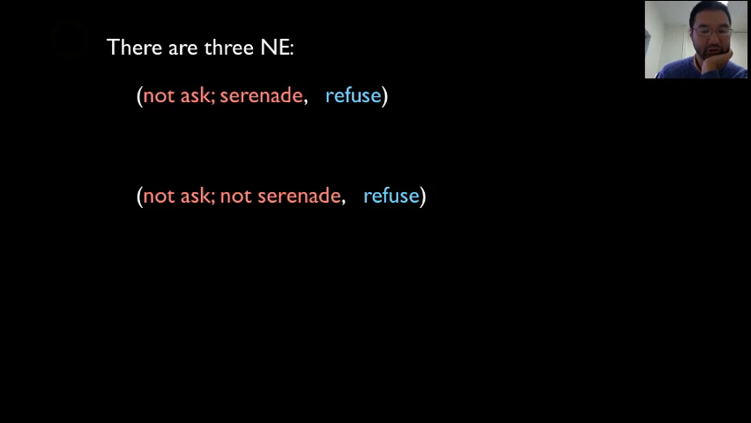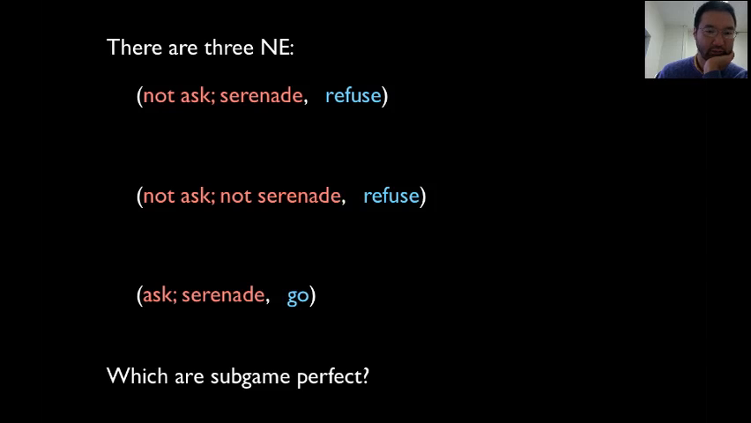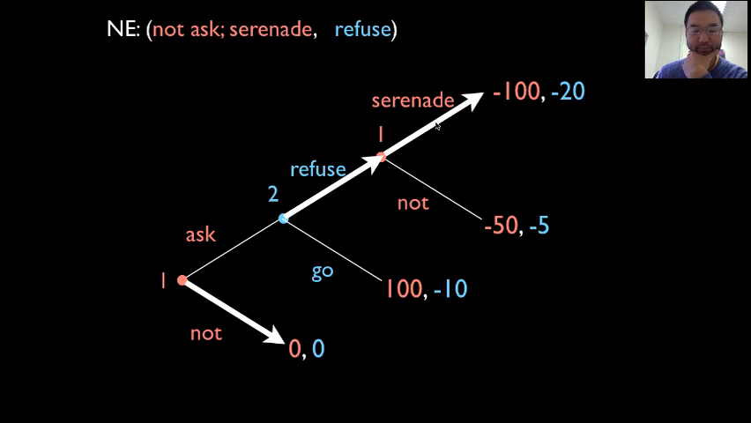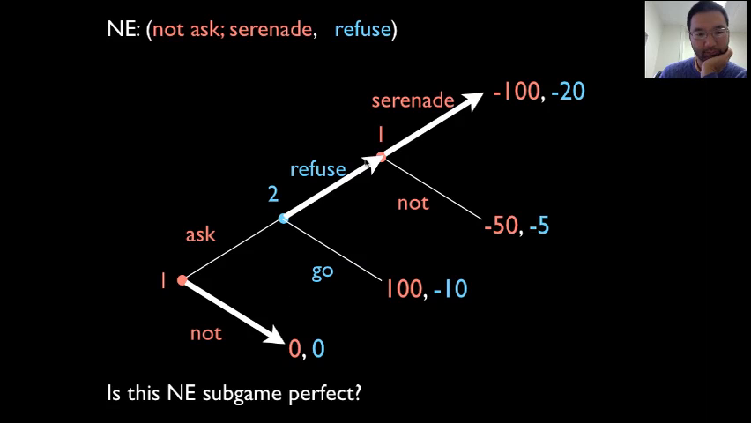Which are subgame perfect? Let's take this one, not ask, serenade, refuse. The way you check whether it's subgame perfect using the definition is you write down the arrows. So person 1's strategy is 1 is not asking, and then 1 serenades. We write down those arrows. 2 refuses. Now that we've written down the arrows in this game, we look at each subgame. Is this Nash equilibrium subgame perfect?